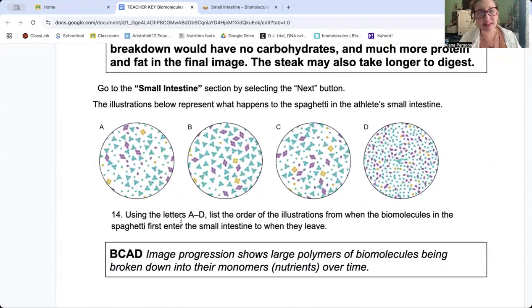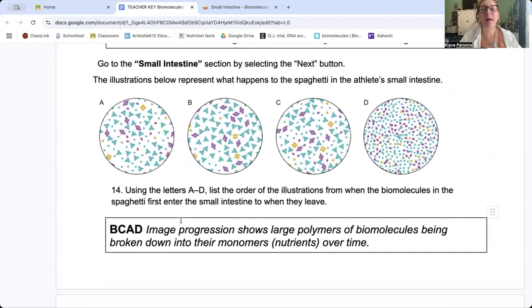So now we're in the small intestine. The illustrations below represent what happens to the spaghetti in the athlete's small intestine.